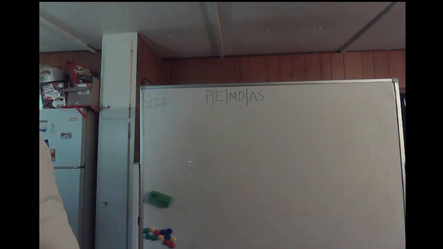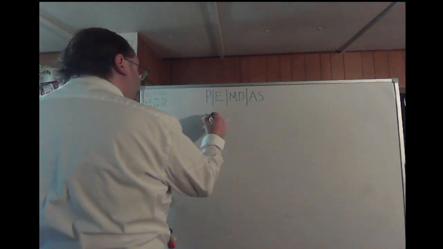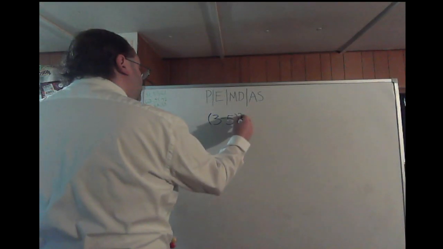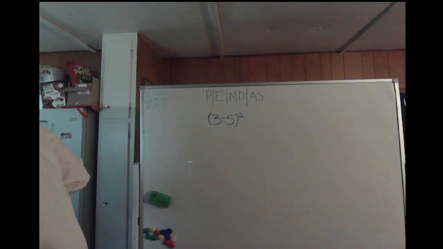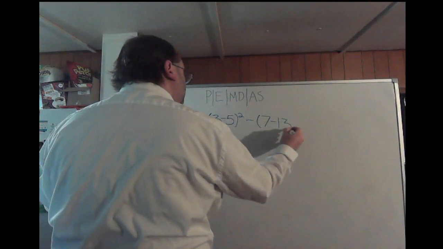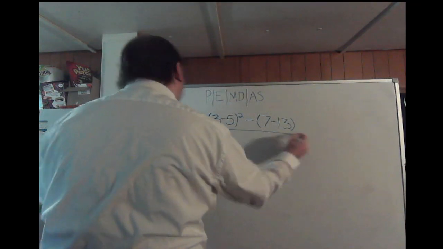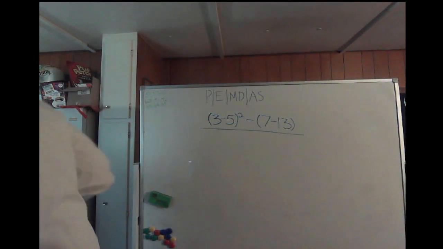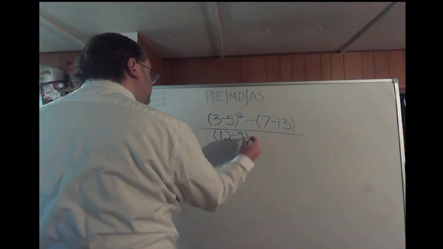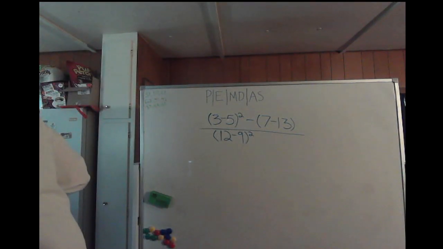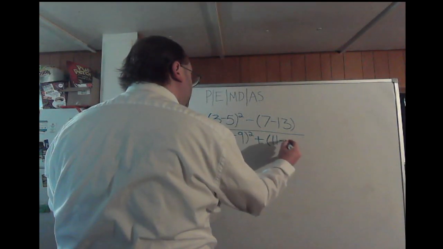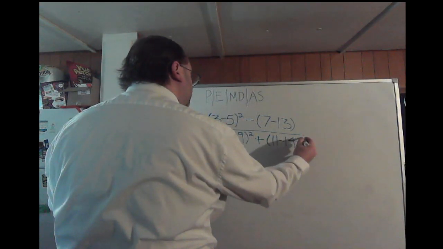I've got one last problem here, and I think this is going to be a good one. Alright, here we go. We have 3 minus 5, that quantity to the second power, minus, in parentheses, 7 minus 13, all over 12 minus 9 to the second power, plus the quantity of 11 minus 14 to the second power.